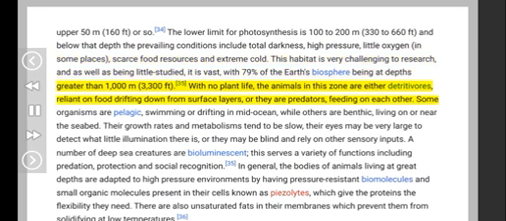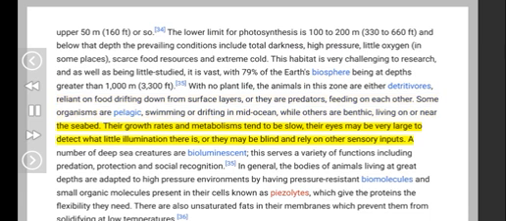With no plant life, the animals in this zone are either detritivores, reliant on food drifting down from surface layers, or they are predators, feeding on each other. Some organisms are pelagic, swimming or drifting in mid-ocean, while others are benthic, living on or near the seabed. Their growth rates and metabolisms tend to be slow, their eyes may be very large to detect what little illumination there is, or they may be blind and rely on other sensory inputs. A number of deep-sea creatures are bioluminescent. This serves a variety of functions including predation, protection and social recognition.